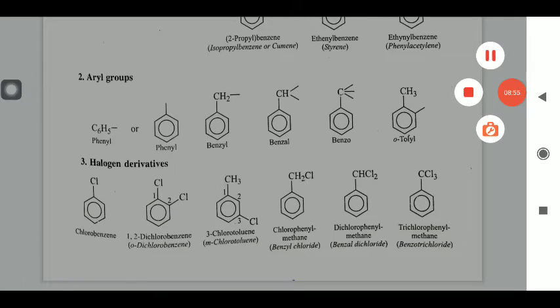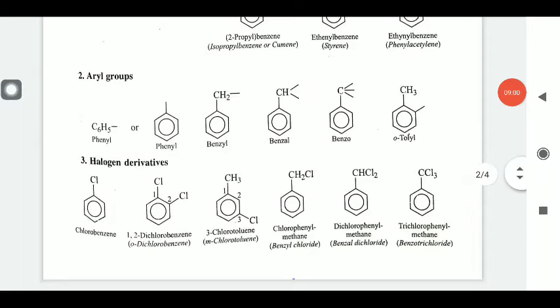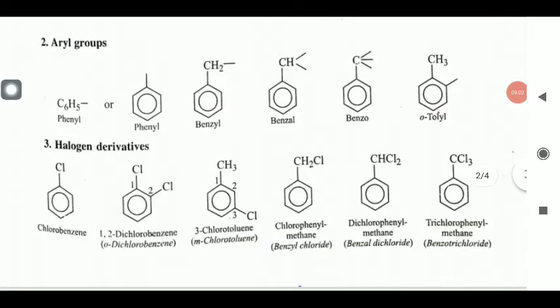Now the next compound. Whenever the benzene is taken as a side chain, this is the benzene ring. By the substitution of one H atom, it now becomes 6 carbons and 5 H atoms. This is C6H5, and this is known as phenyl. When this benzene ring is attached to an organic compound as a side chain, it is called phenyl.